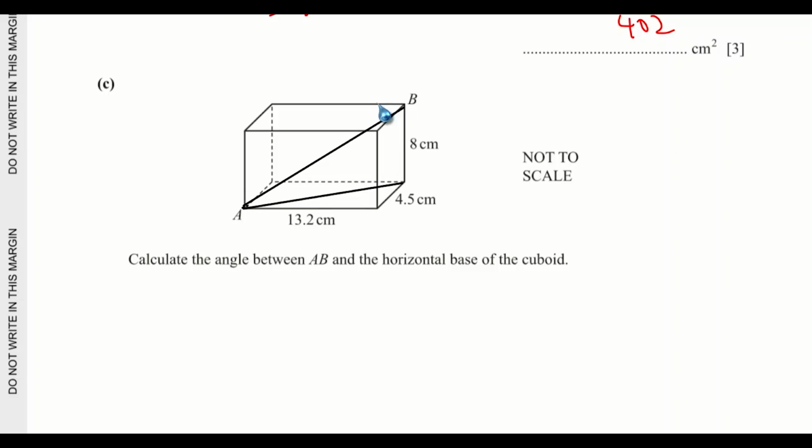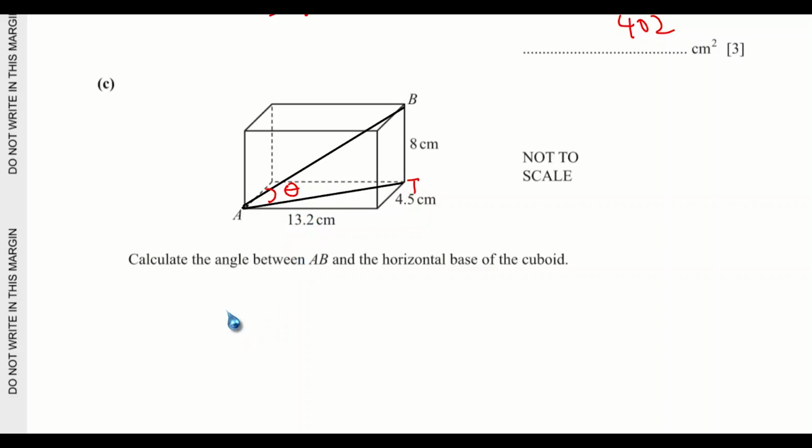like this. So now we can call this one T. So this is the angle we need. So we have to make use of this triangle ABT. So we can call this angle theta. So we already know BT to be 8, so we need to find AT. So we can get AT from this base.